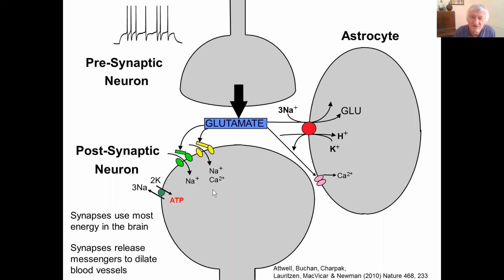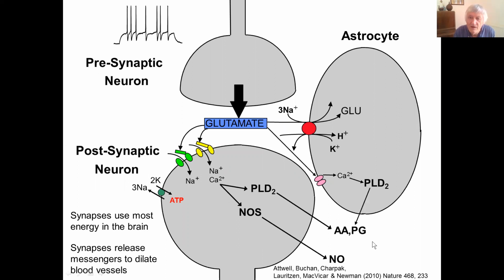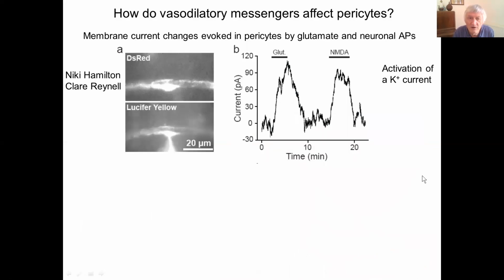So glutamate raises calcium by NMDA receptors in neurons and by G protein coupled receptors and ATP receptors in astrocytes. And these calcium changes activate phospholipases and nitric oxide synthase, which generate messengers like nitric oxide and prostaglandins, which serve to dilate the blood vessels. And they do this in the context of a background constriction produced by noradrenaline release from the locus coeruleus. So how do we know all this?